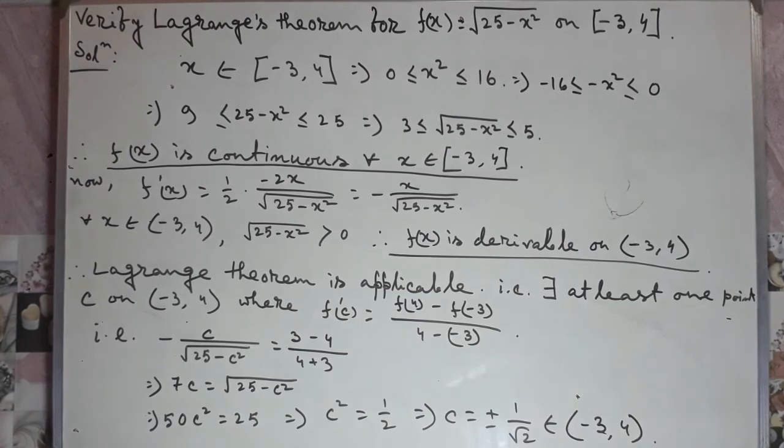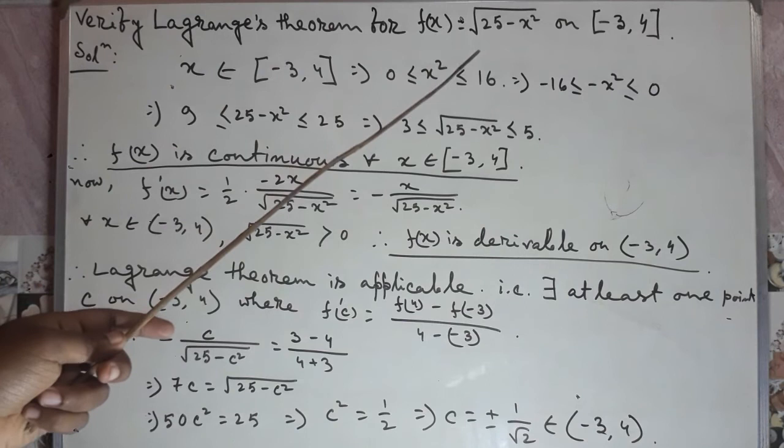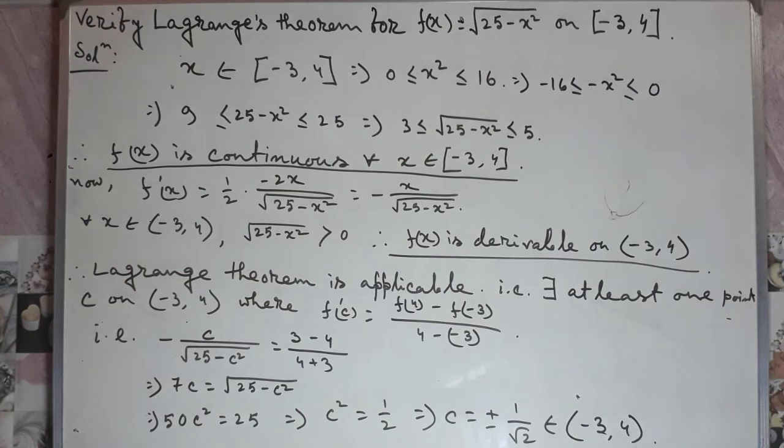Now we shall see one sum from the Lagrange mean value theorem. That is, verify Lagrange theorem for f of x is equal to root over of 25 minus x square on the closed interval minus 3 comma 4. So at first we have to prove it is continuous. If x belongs to the closed interval minus 3 comma 4, then x square is greater than or equal to 0 and less than or equal to 16. From that, by calculation, we get root over of 25 minus x square is greater than or equal to 3 and less than or equal to 5. That means f of x is continuous for all values of x in the closed interval minus 3 comma 4.